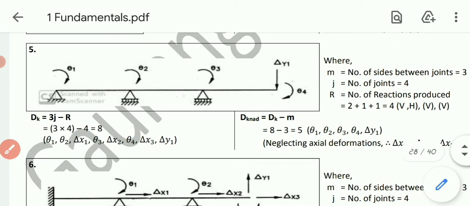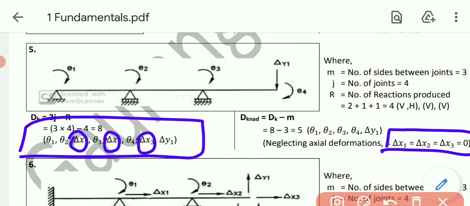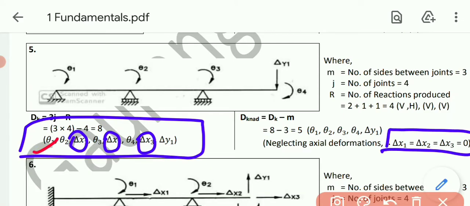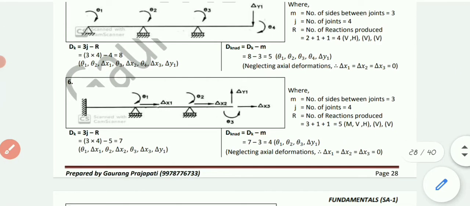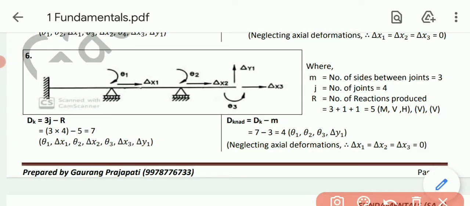What we need to do, out of the DKI answer, is neglect the axial deformation, meaning delta x. So delta x1, delta x2 and delta x3 will be neglected. Neglecting axial deformation, the remaining ones are our answer: theta 1, theta 2, theta 3, theta 4 and delta y1. Clear? So these are our answer. In each and every example we need to do this.